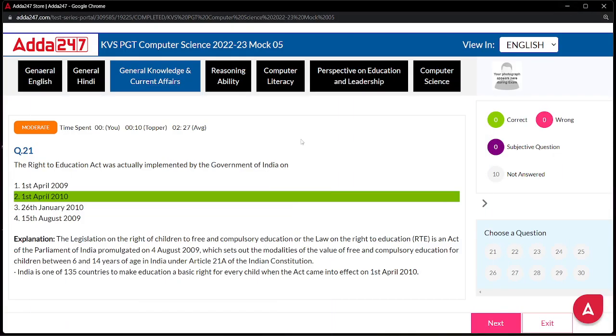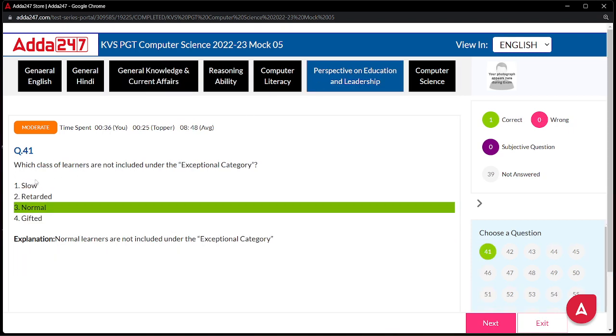Hi friends, so today we discuss some important questions related to the KVS exam. Which class of learner is not included under exceptional category? Answer is normal.